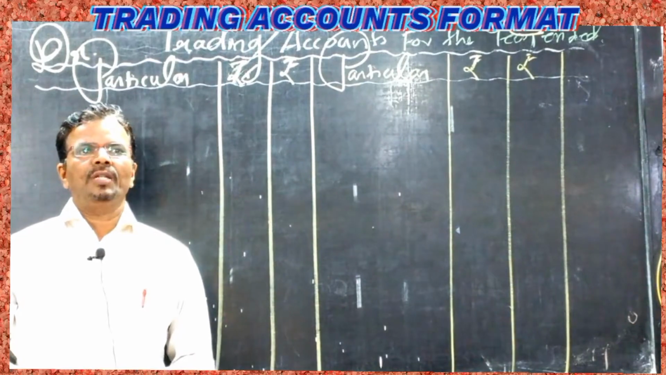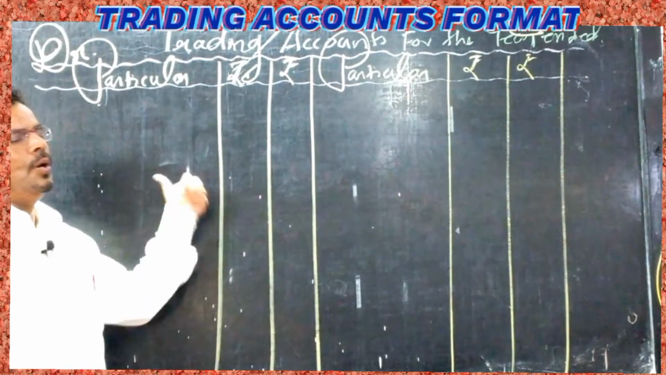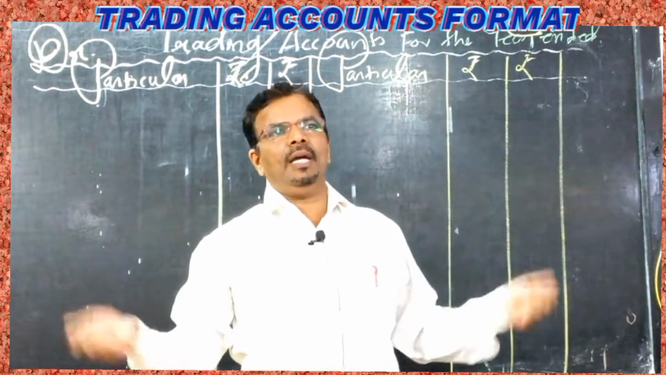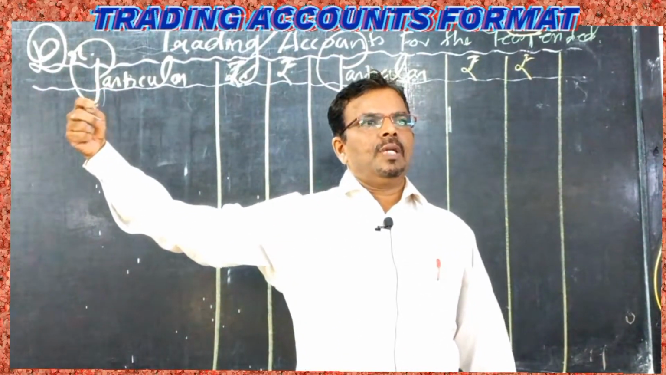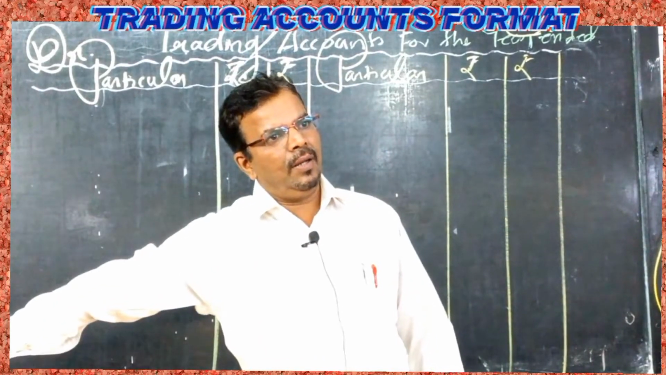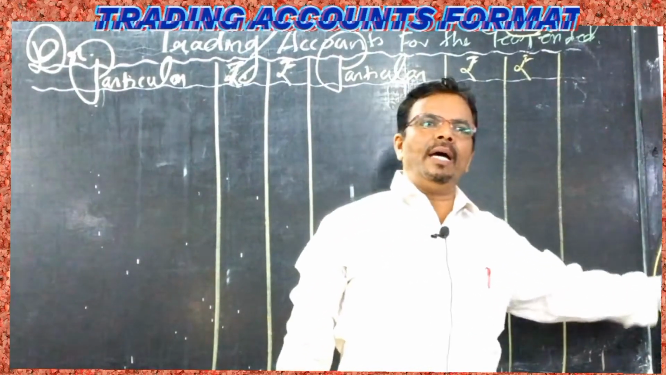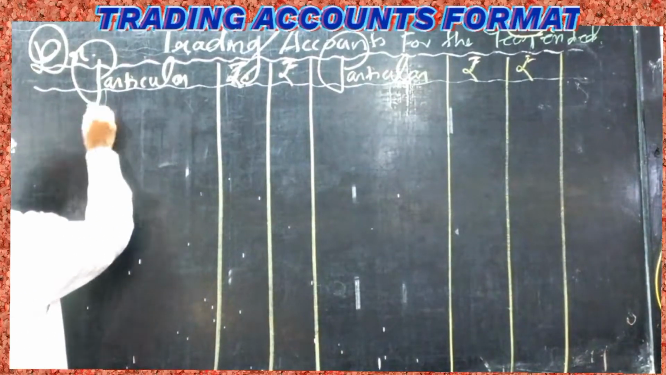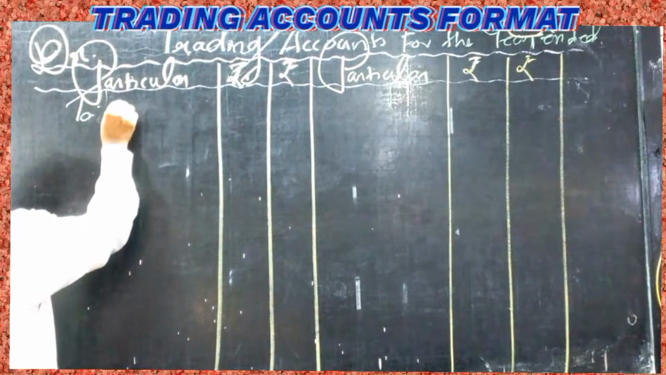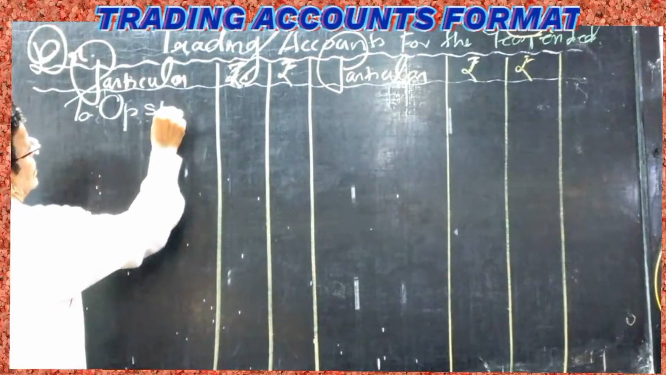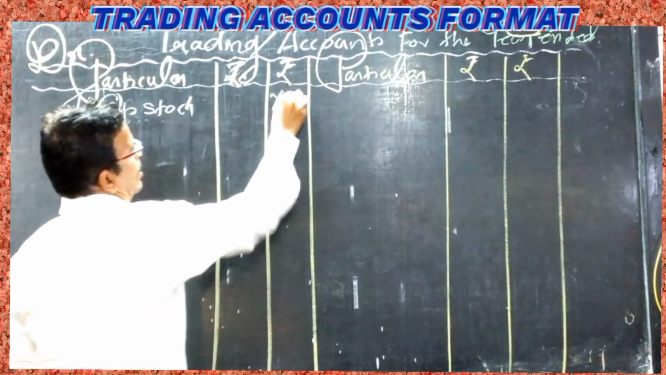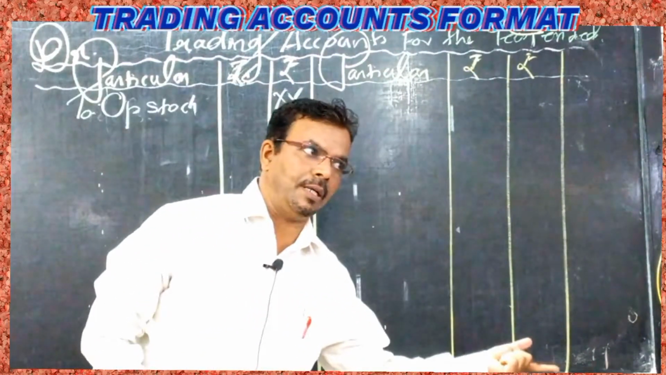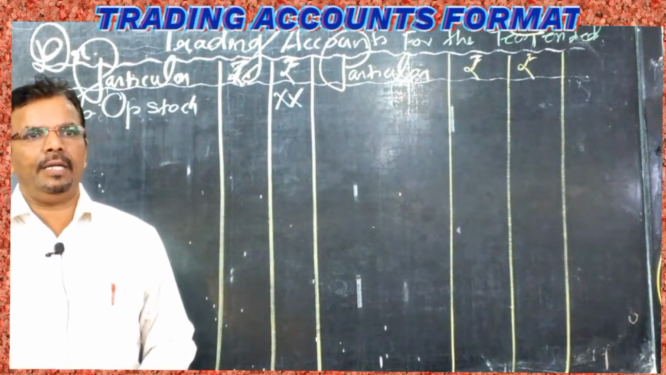Let's start with the debit side. We know that trading account is a nominal account. Which account? Nominal account. Debit all expenses and credit all income. Very good. So we write on the debit side, starting with: To opening stock, outer column. Opening stock is nothing but the closing stock of last year, the opening stock of the current year.